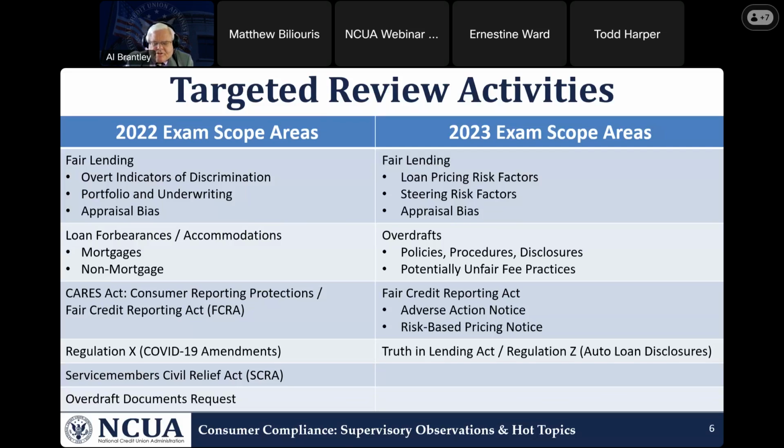If you outsource the operational aspects of a product or service, you remain responsible for complying with applicable laws and managing the risks associated with third-party relationships. This slide shows a side-by-side comparison of the targeted review activities for 2022 and 2023. NCUA examiners evaluated compliance with consumer financial protection areas listed for each year. Next slide, please.